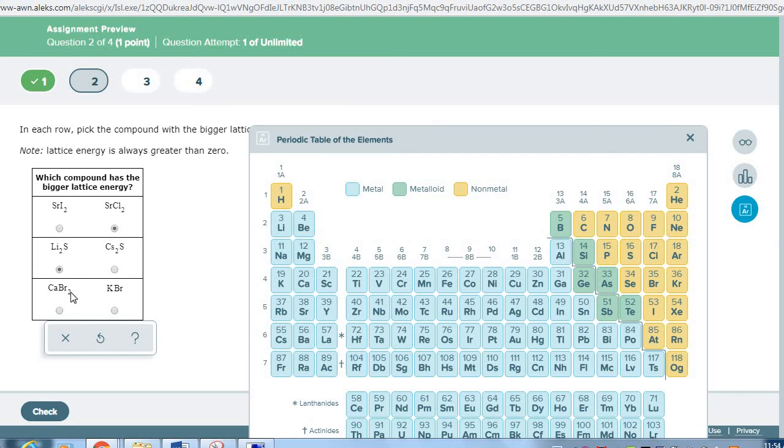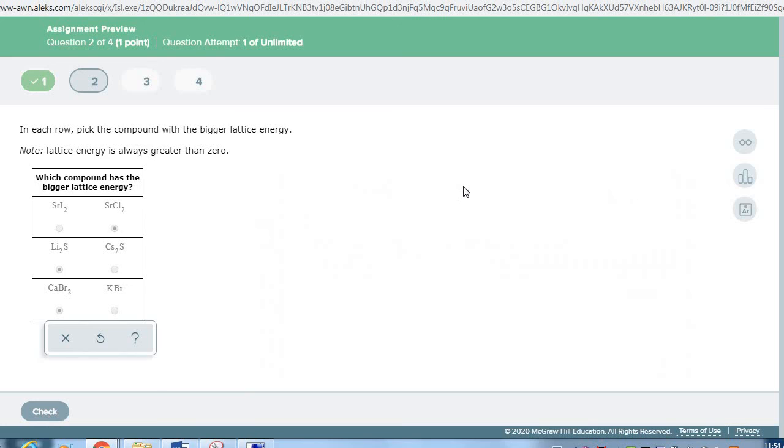You have calcium bromide versus potassium bromide. Calcium's a +2. Again, if you don't know how to figure out that's a +2, Rach, we need to talk. And then the potassium is a +1. So we have calcium +2, bromide -1, and potassium +1, bromide -1. Since calcium bromide has the higher charge, it's definitely going to be it. Going to check, and we're right.